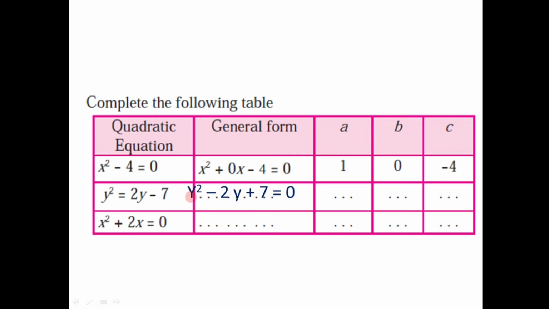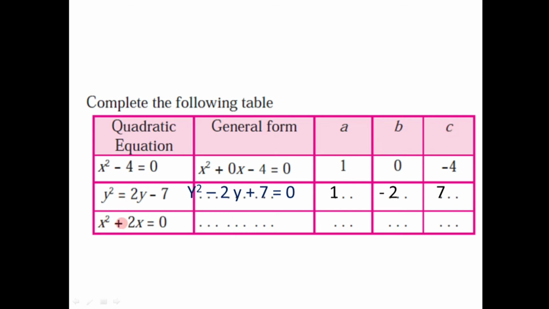And now we can compare it with the general form. Instead of a, we have the coefficient of y square as 1. That's why a is equal to 1. The value of b is minus 2 along with the minus sign, and the value of c is 7. So these are the values of a, b and c for the second equation.